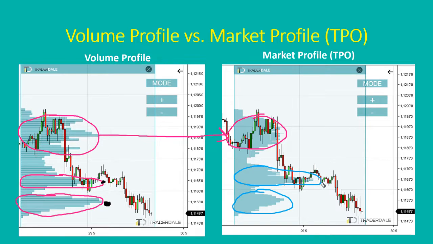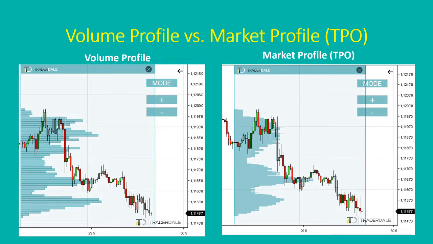If you look at the right picture, then it's a bit different. This one is bigger than this one. So the TPO calculation is not as precise as the volume profile. That's why I prefer using volume profile.